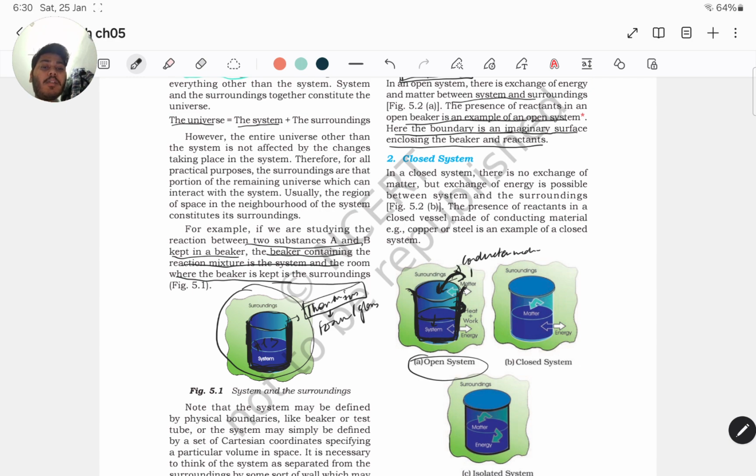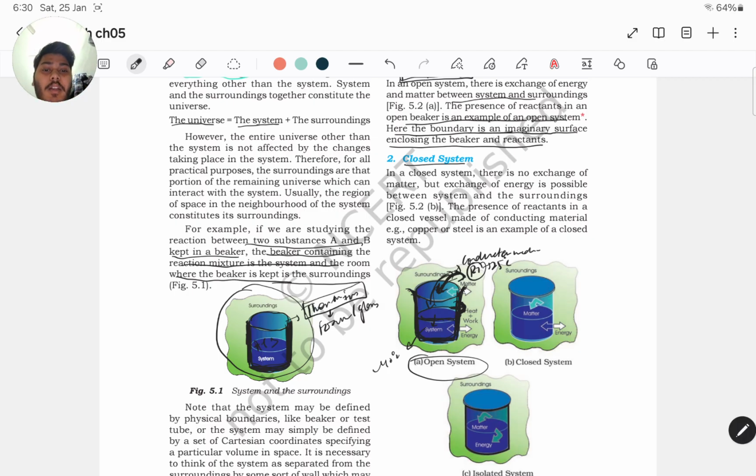Okay, the surrounding temperature is something else, that is a room temperature around 25 degrees Celsius, and the internal temperature of this system is around 40 degrees Celsius. So it wants to balance to the room temperature. That is a tendency of the heat. Okay. The next thing is a closed system.